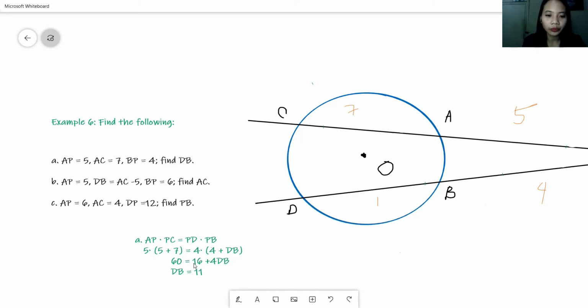And then 4 times 4 is 16 plus 4 times DB is 4 DB. So if we transpose 16 here to 60, 60 minus 16 is 44. So 44 equals 4 DB. Divide 44 by 4 on both sides. So our line DB is 11.